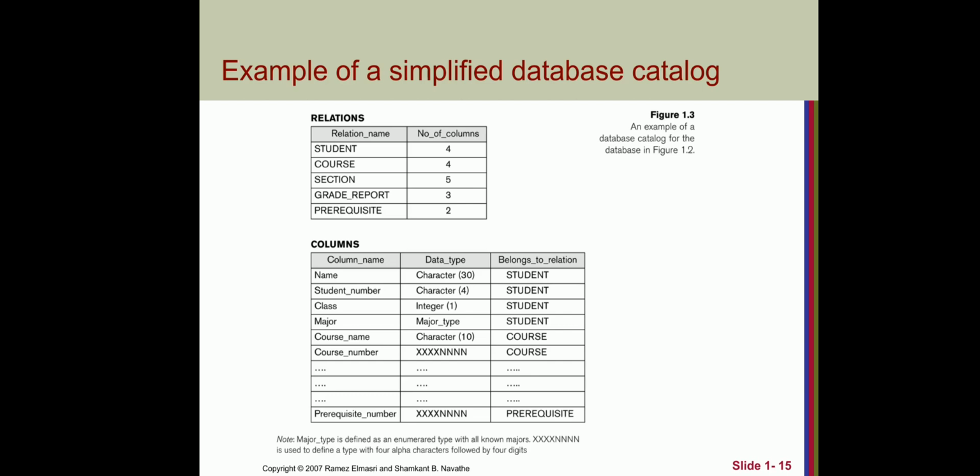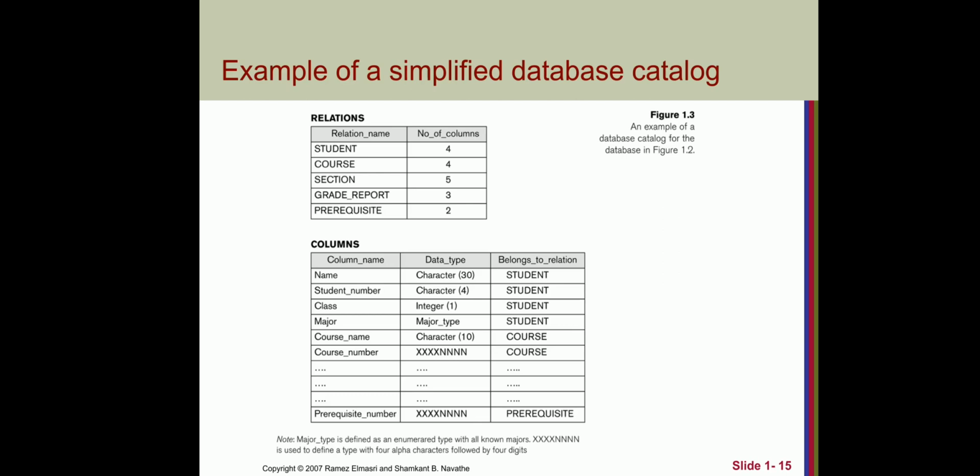If we consider our first table, the student table, it has student name, student number, class, and major. These are the 4 attributes of this student table. Name is of data type character 30, so we can store at most 30 characters in that. The second one is student number, where we can store at most 4 characters.